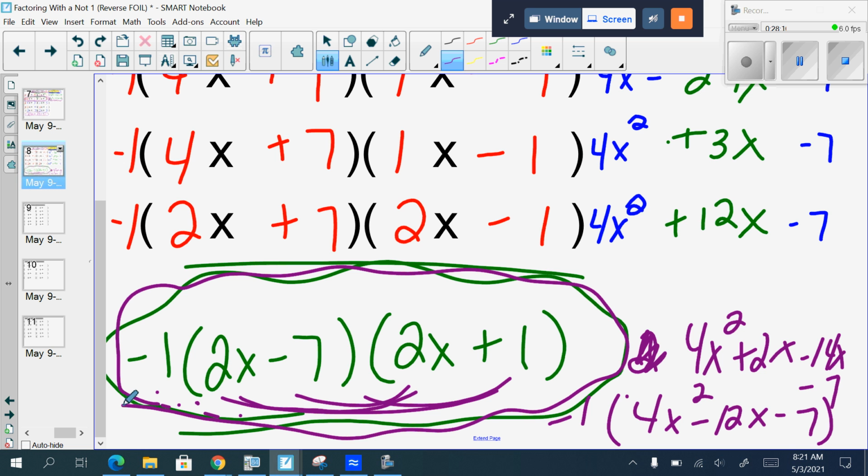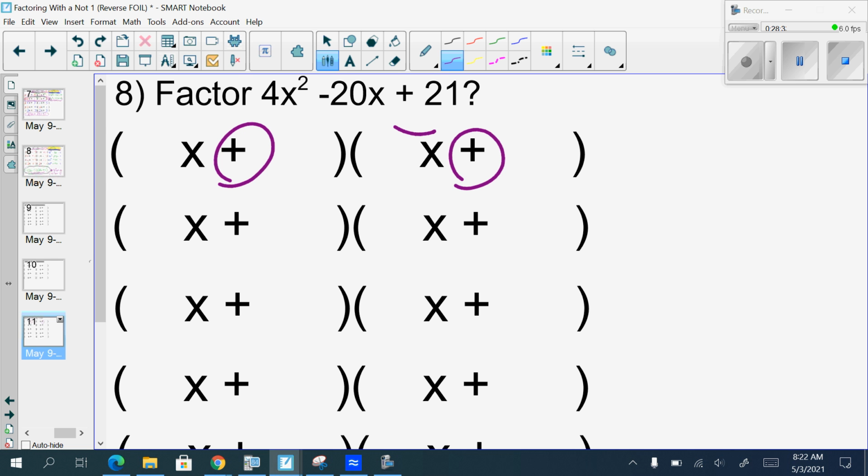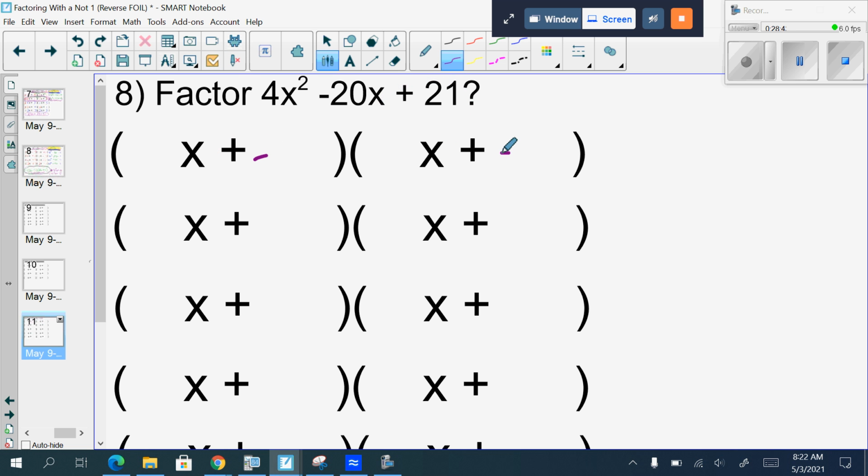All right, listen, I want you to jump to number 8 because that's another one where you should look at your signs. We don't have all positives this time, okay? Instead of plus and plus, I messed these up when I typed them. I should have left that blank, but you're not going to use all positive numbers this time. Think about the other way to get a positive product: a negative times a negative, right? So this time both numbers are going to have to be negative.